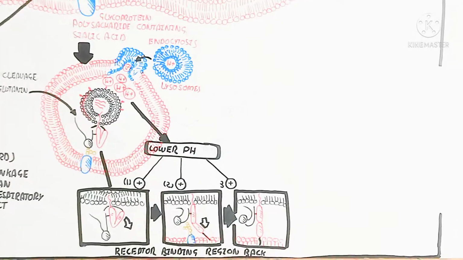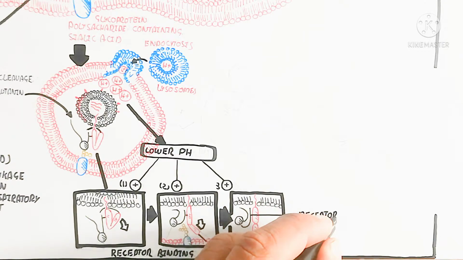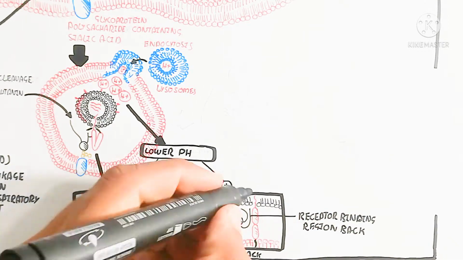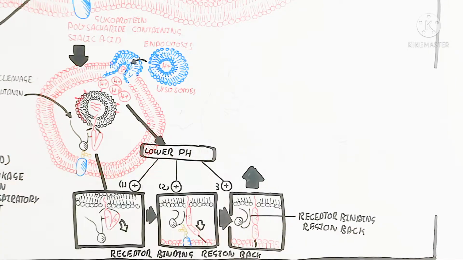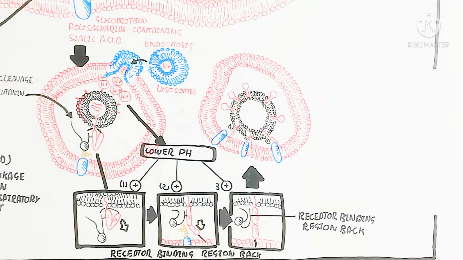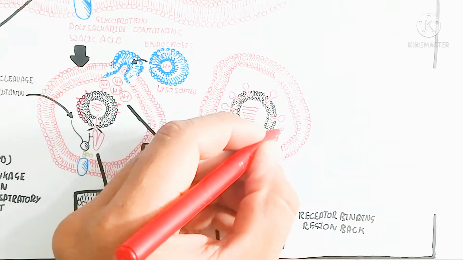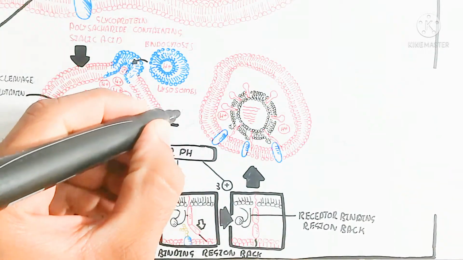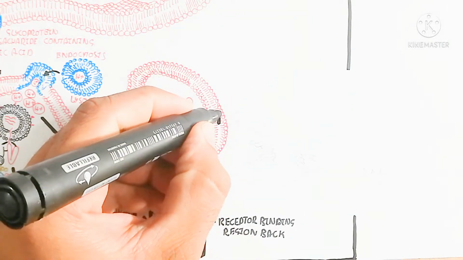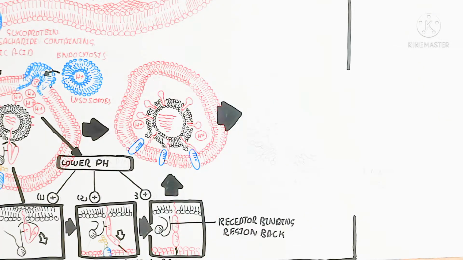So the fusion peptide, the red color shown in the figure, will bind with the phospholipid bilayer of the endosome, and the receptor binding region goes back. In this way the receptor binding region will be back on the hemagglutinin. So in this manner, the decrease of the pH will cause attachment of the hemagglutinin with the phospholipid bilayer. So the important thing is that.